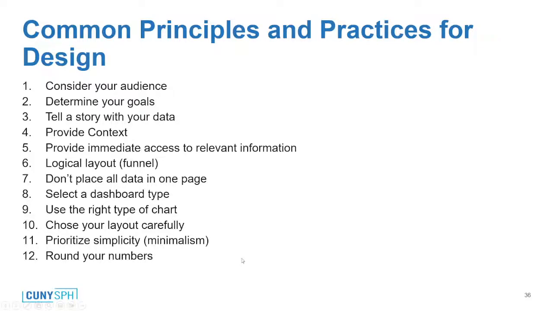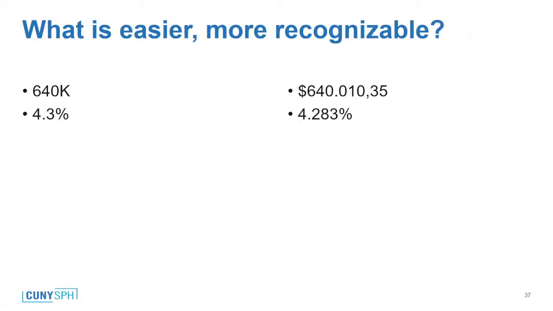Another practice in the visual representation is how we round, and the recommendation is to round our numbers. Why? It's much easier to look at small, concrete, compressed numbers. 640k is much easier to remember, anchor and understand than 640,010.35, especially in this range. Maybe the 10.35 is going to be negligible.